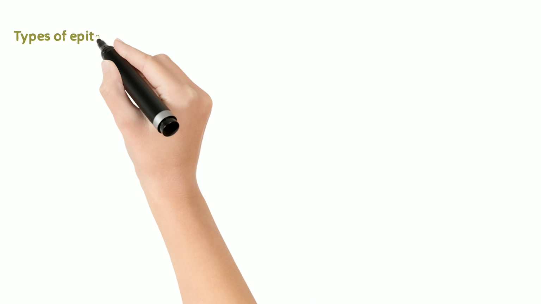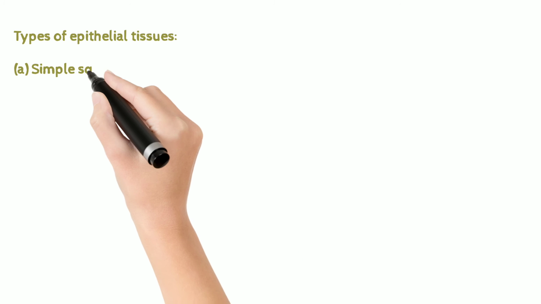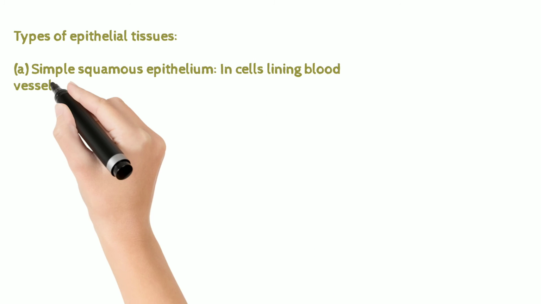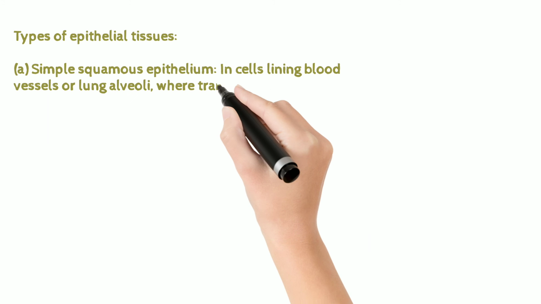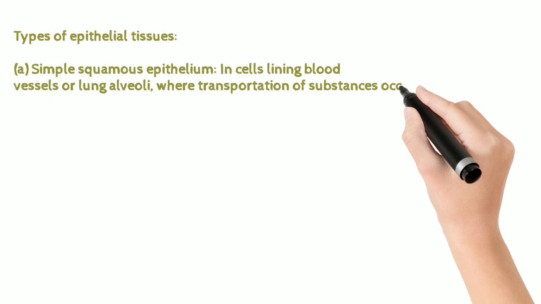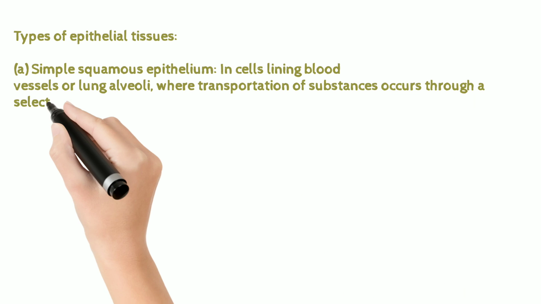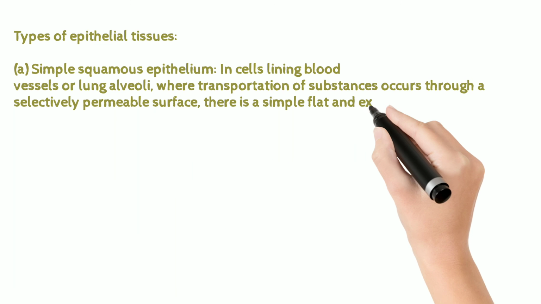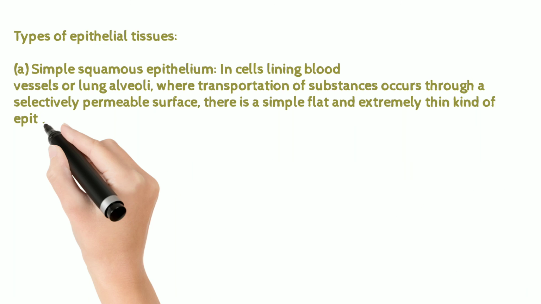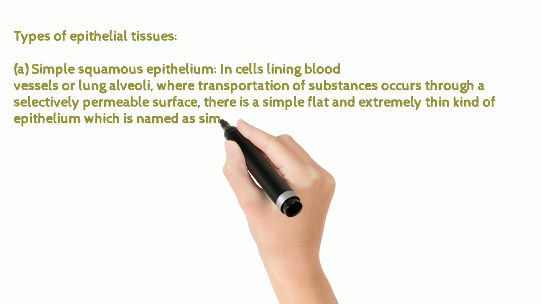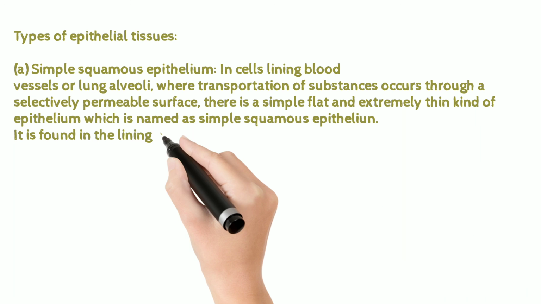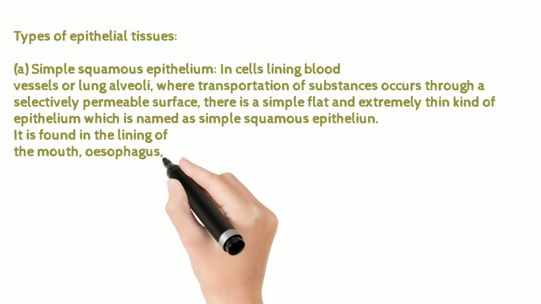Types of epithelial tissues. A. Simple squamous epithelium, in cells lining blood vessels or lung alveoli, where transportation of substances occurs through a selectively permeable surface. There is a simple, flat and extremely thin kind of epithelium which is named simple squamous epithelium. It is found in the lining of the mouth, esophagus, lung alveoli, etc.